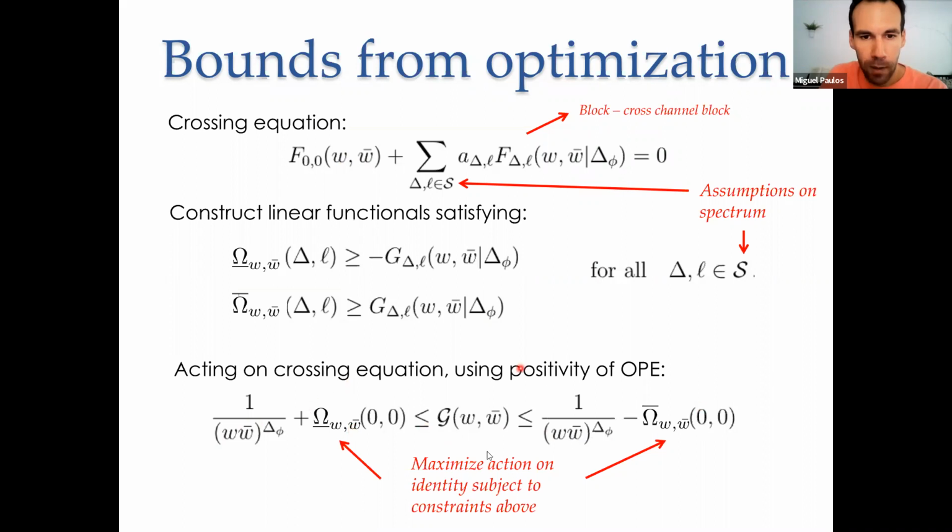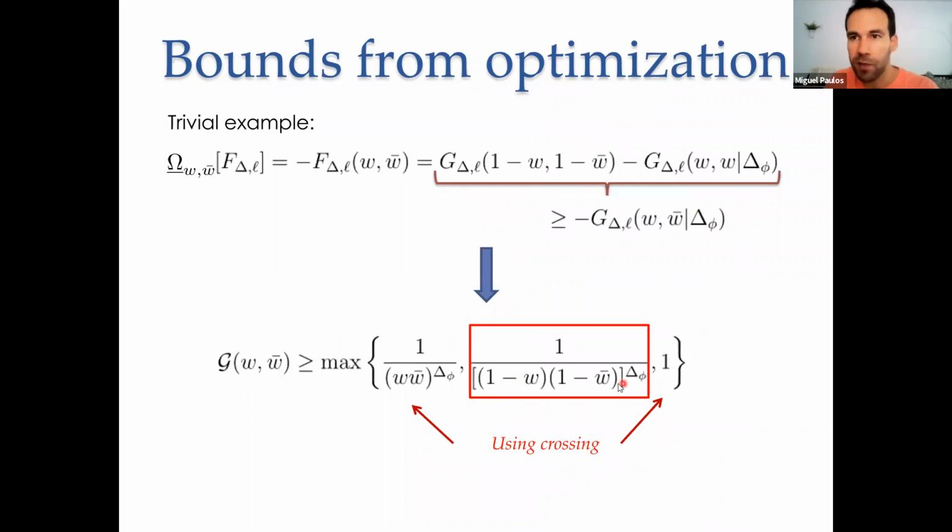Okay, so these are the bounds. And so our goal should be to impose these constraints and maximize the action of the functional on the identity. So as a very trivial example, but just to get a notion for this logic, let us define the functional that when it acts on a crossing vector, it gives minus the crossing vector evaluated at these points. Okay, so this is my choice of functional.